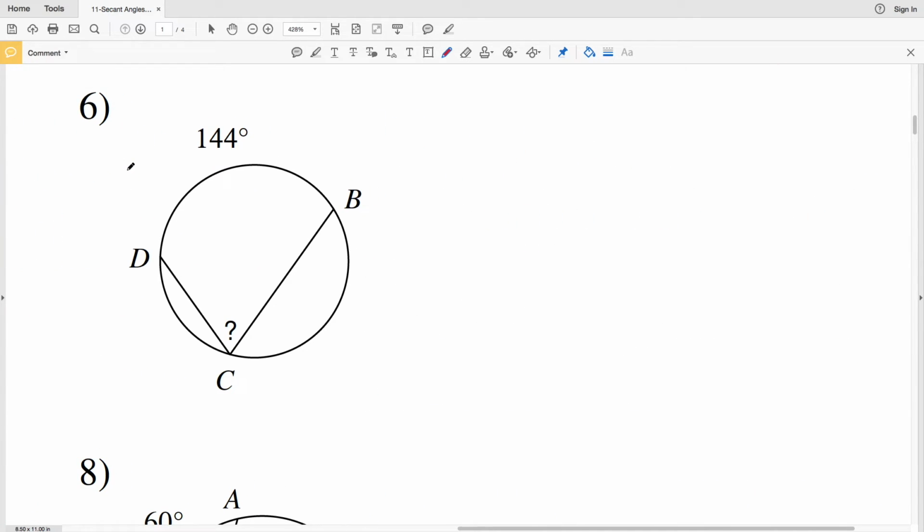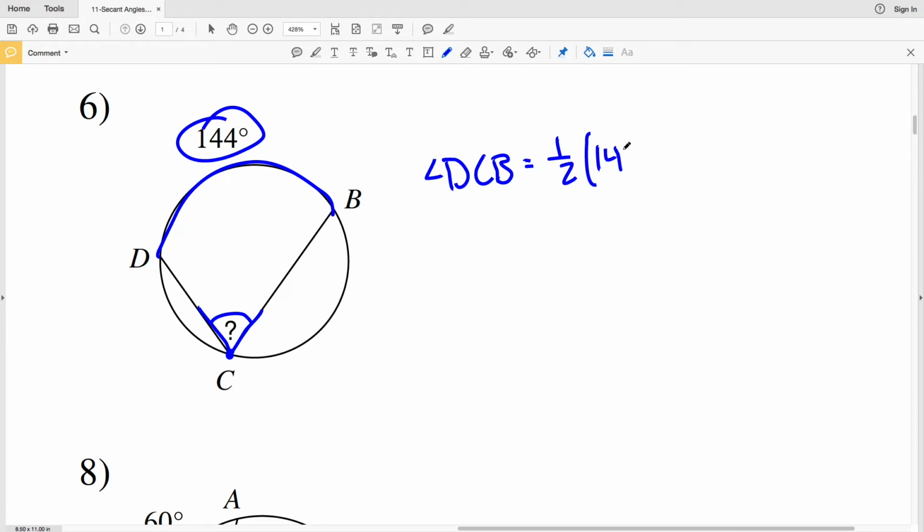And number 6, again, you can see that our intersection of chords occurs on the edge of the circle. So the common endpoint that the chords share, that vertex, lies on the edge. Therefore, this is an inscribed angle. And we know that the inscribed angle is half the measurement of that intercepted arc. So angle DCB will equal 1/2 of 144 degrees. And 1/2 of 144 degrees is 72 degrees. So 72 degrees is our solution in number 6.